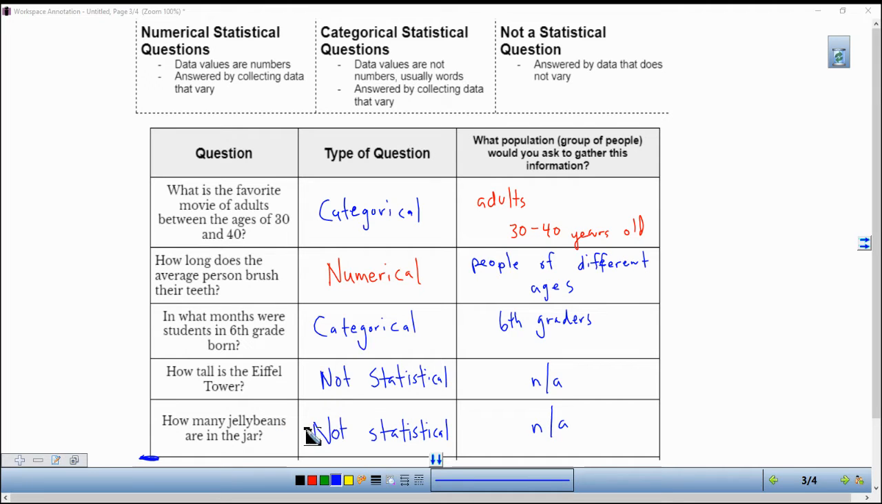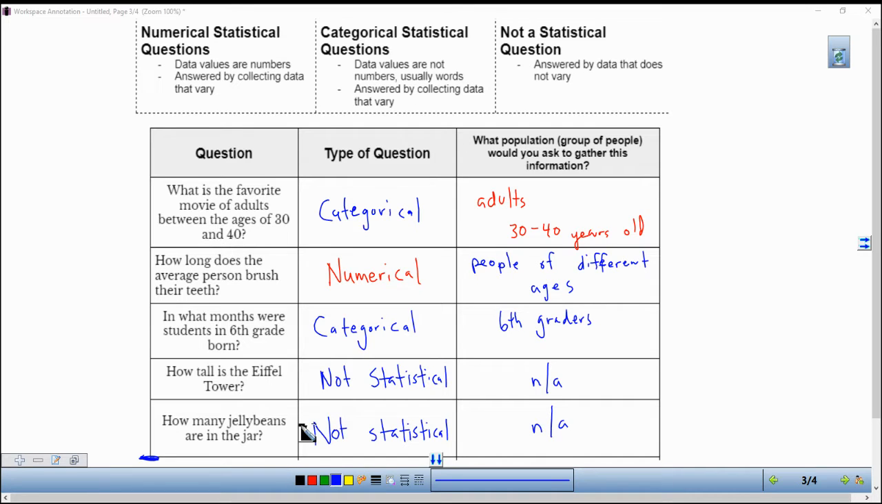The thing about the jelly beans one is a lot of people think that's numerical, but they're thinking of the question like guessing the number of jelly beans in a jar. This is just asking how many jelly beans are in that jar. There's one right answer to that question. The other ones are incorrect.